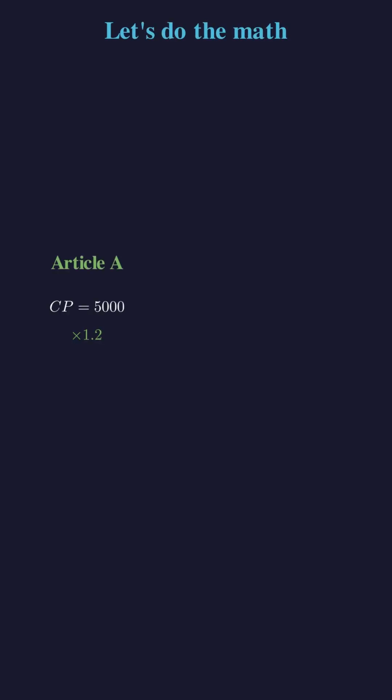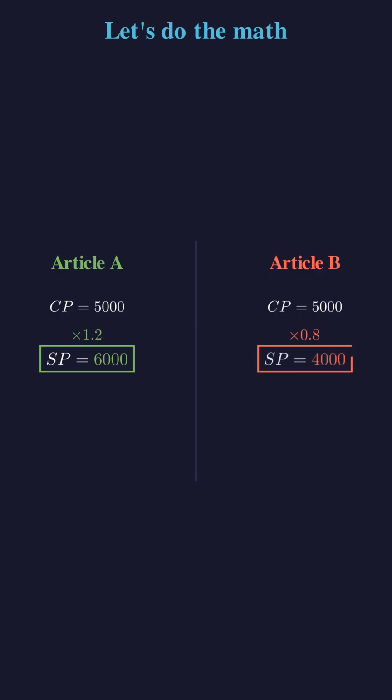Article A, bought for 5,000, sold at 20% gain. That's 5,000 times 1.2. Selling price, 6,000. Article B, bought for 5,000, sold at 20% loss. 5,000 times 0.8. Selling price, 4,000.